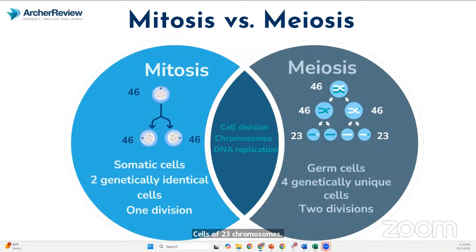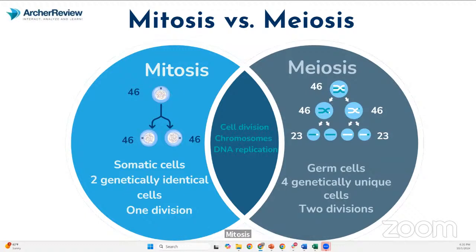Mitosis is somatic cells. Somatic is body cells. Meiosis is germ cells. Germ cells in this context are sex cells. Mitosis, genetically identical. Meiosis, genetically unique. Mitosis, 1 division. Meiosis, 2 divisions.